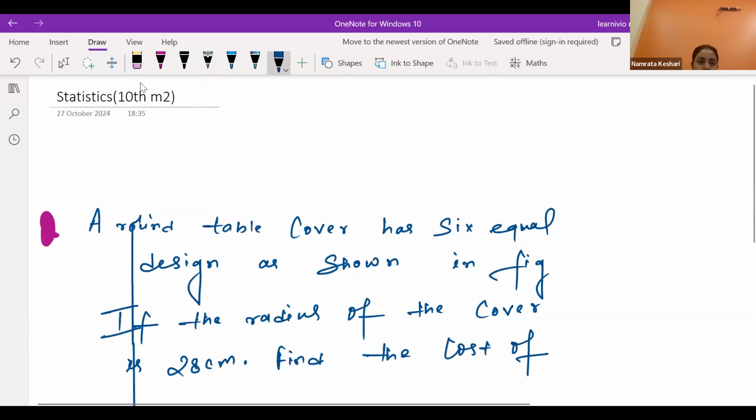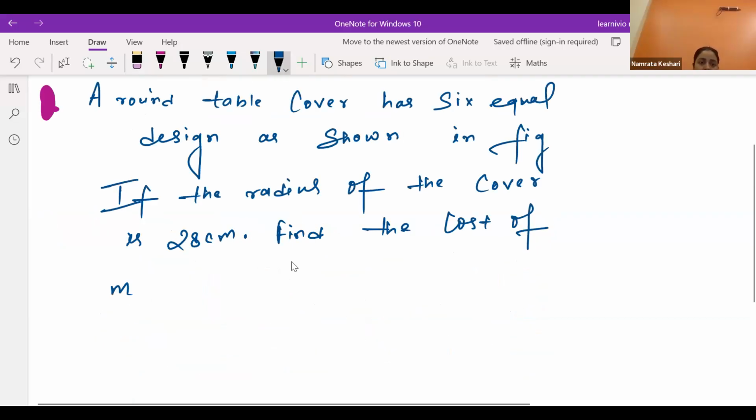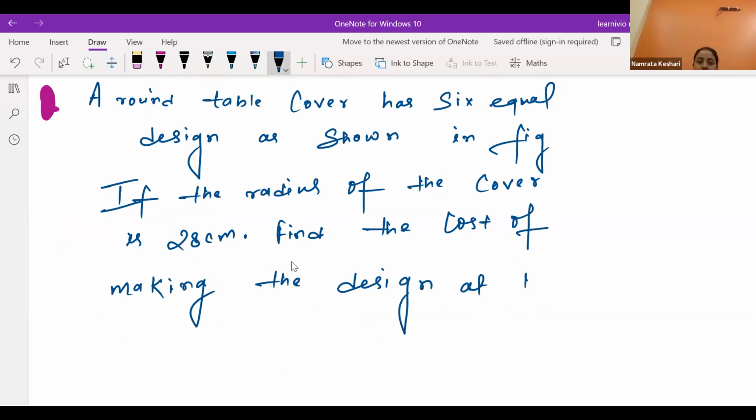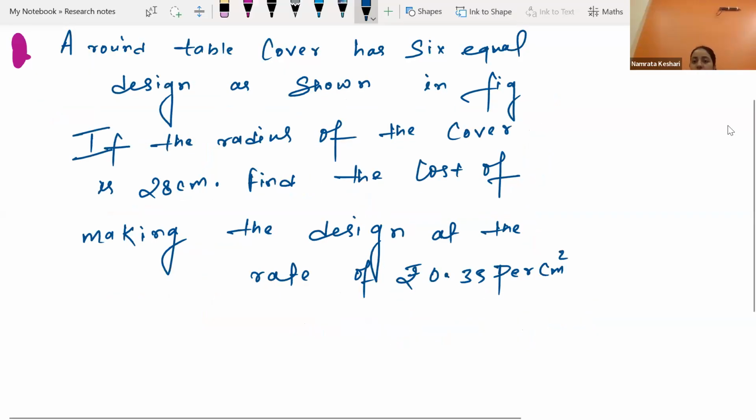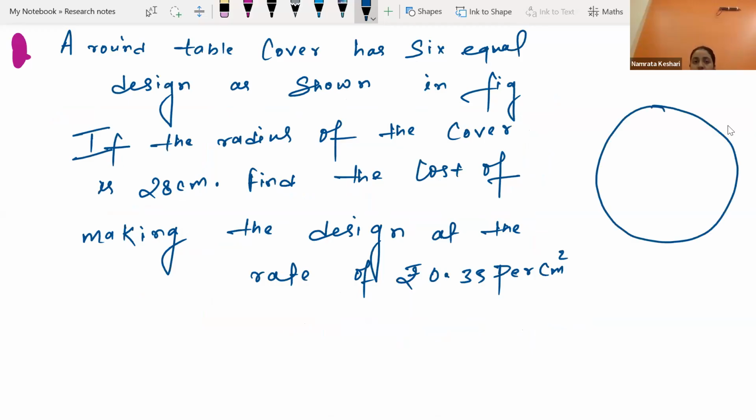Making the design at the rate of rupees 0.35 per centimeter square. Okay, let me give the explanation, then you can start solving.